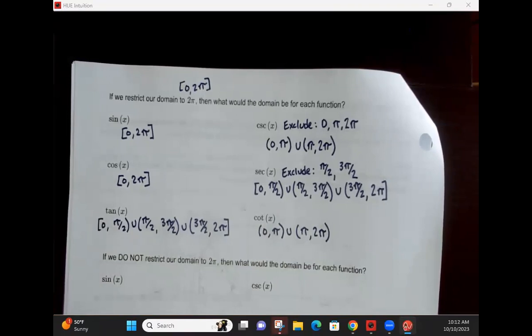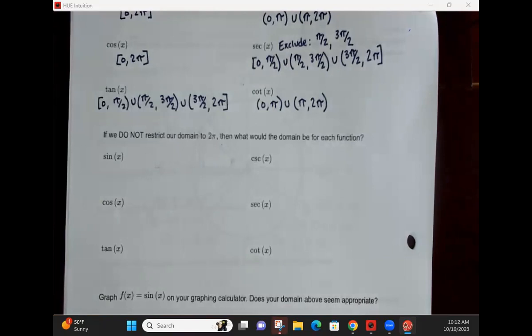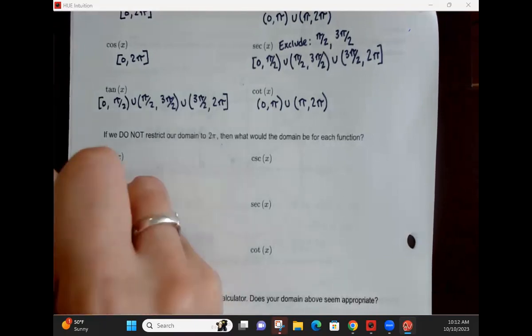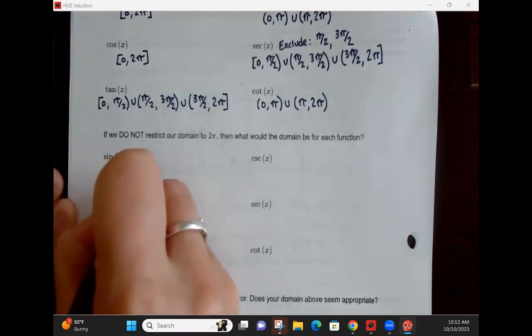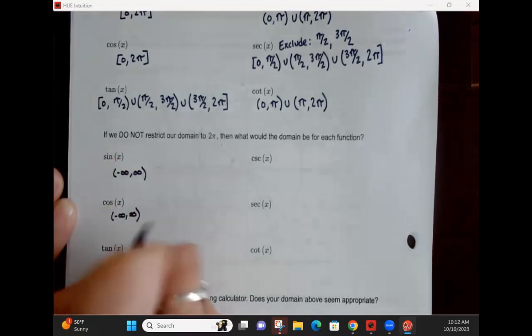Now, let's open this up. Let's talk about how to write that domain if we open it up. Any value. So we could have negative angles, we could have positive angles greater than 2 pi. How could we open this up if we do not restrict our domain? Well, sine and cosine are easy. Sine and cosine could be anything. So how would I write the domain if the domain could be anything? All real numbers, negative infinity to positive infinity. Always parentheses for infinity.